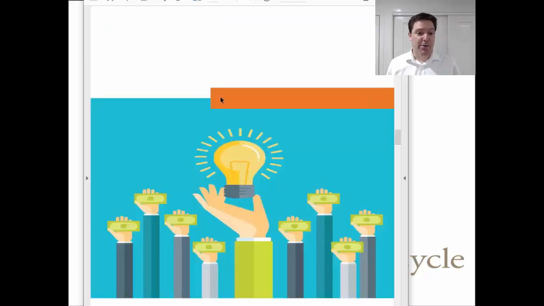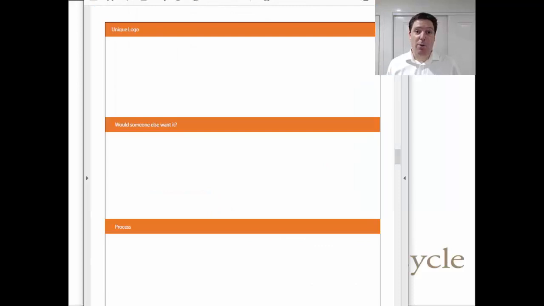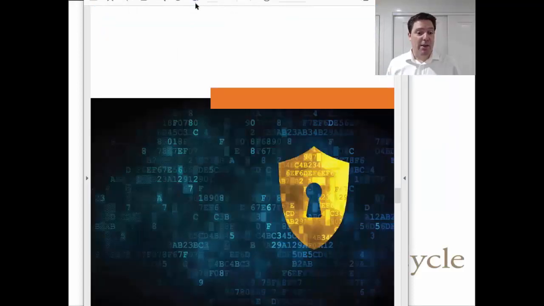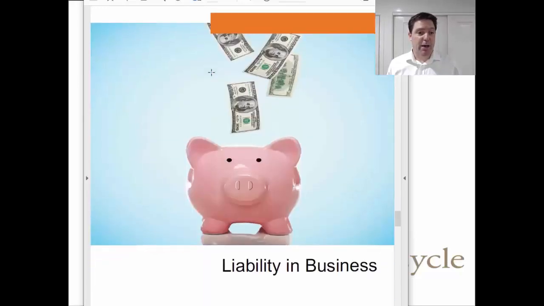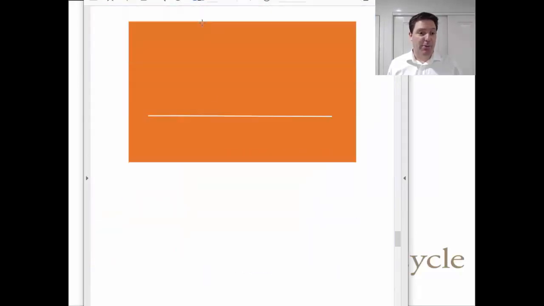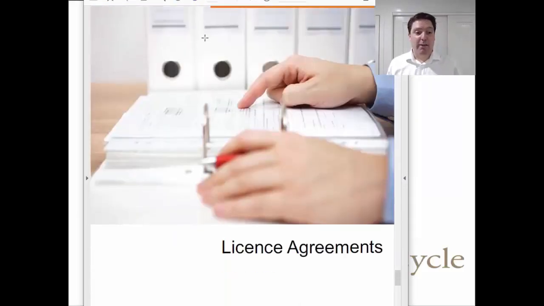Then we're going to do a bit of a deeper dive into what is a trademark and some of the processes around that and what you can do there. Then we're going to talk about asset protection for intellectual property. And part of that will be liability in business. And we're going to talk through some examples of liability and why you need a separate holding entity for your intellectual property. And last, we're going to go into license agreements.